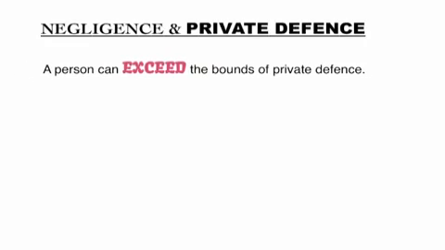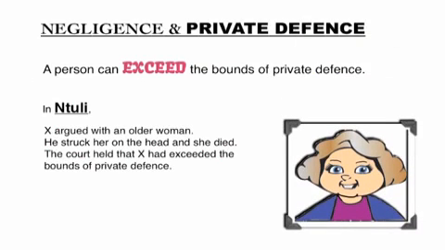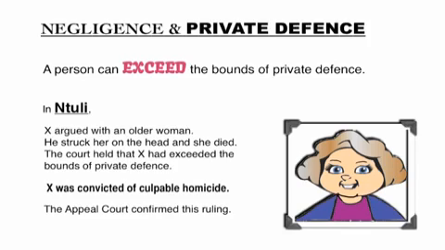Negligence and private defense. A person can exceed the bounds of private defense. In the case of Ntuli, X argued with an older woman. He struck her on the head and she died. The court held that X had exceeded the bounds of private defense. X was convicted of culpable homicide. The appeal court confirmed this ruling.